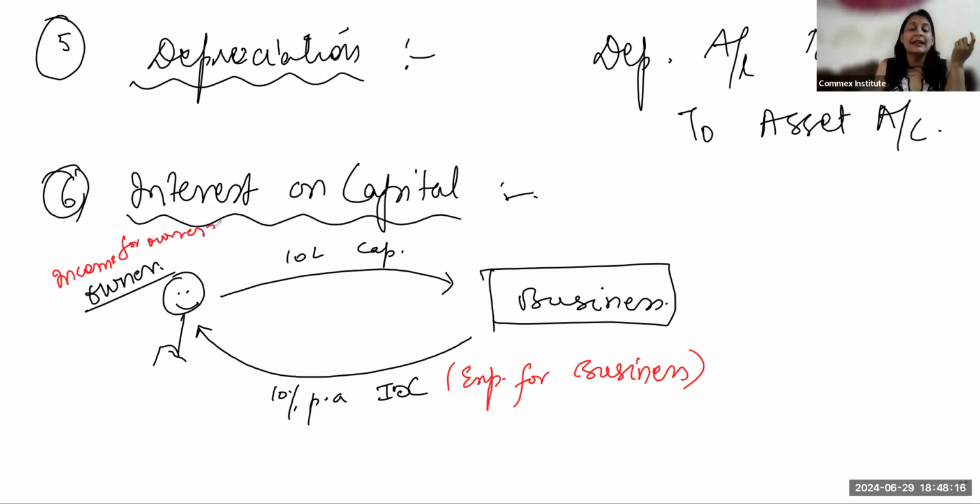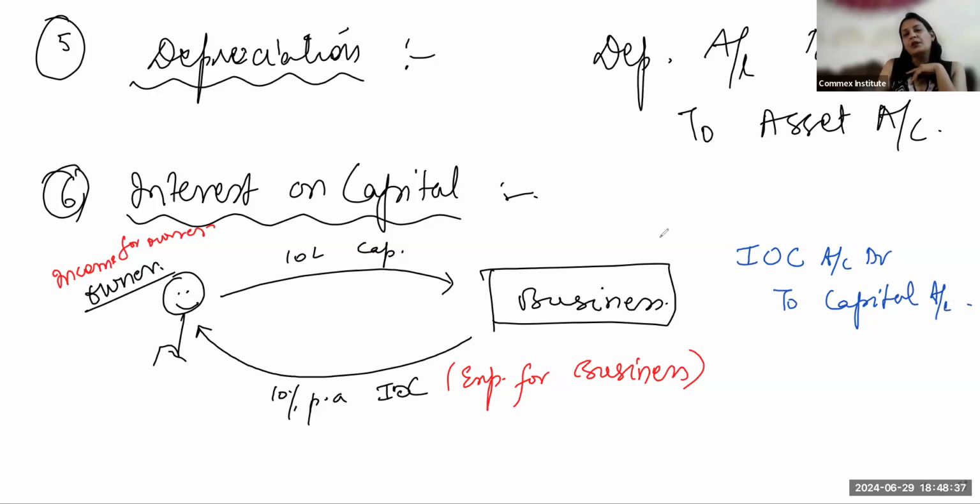We have to pass the entries from the business point of view because business and owner are two separate entities. Interest on capital being an expense for the business will be debited. So interest on capital account will be debited to capital account. His capital will increase because ultimately he is getting it. It's income for him. So capital will increase. Very important entry.